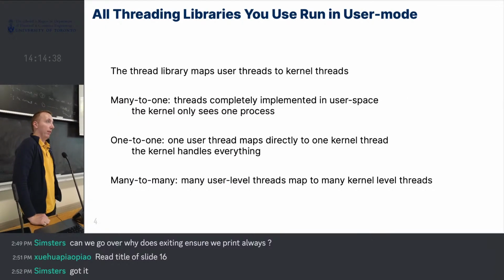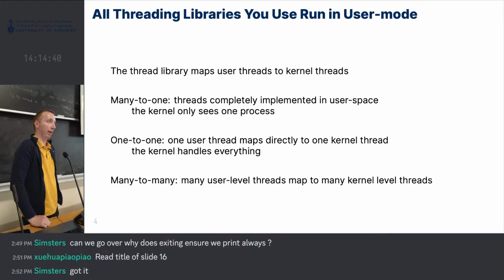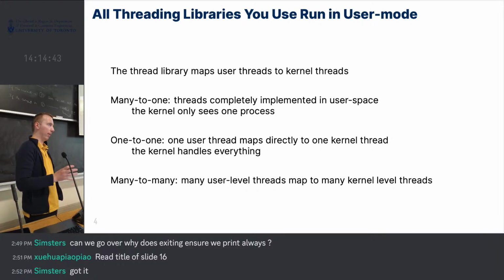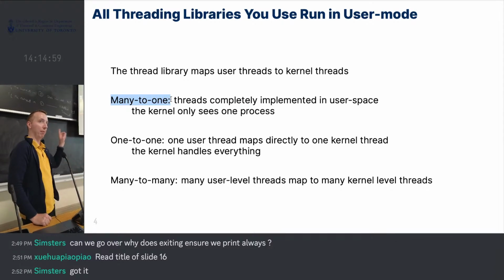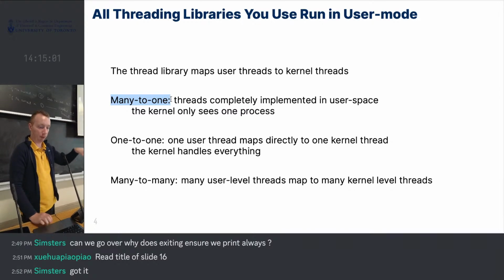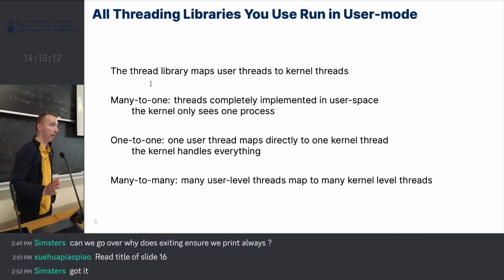All the threading libraries you run have some aspect that runs in user mode. The thread library is responsible for mapping those user threads to kernel threads in whatever fashion it wants. Pure user space threads are what's called many-to-one, meaning how many user threads map to how many kernel threads. In many-to-one, all your user threads map to a single kernel thread, so it's purely implemented in user space. Again, the kernel is not aware that your process actually has multiple threads.